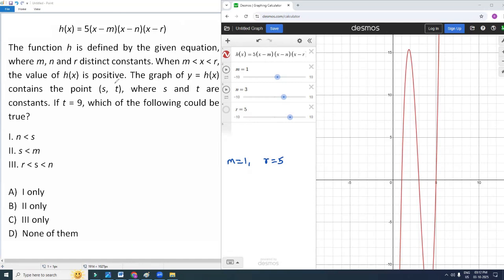Now let's consider a value for n so that it is greater than r, to the right side of r.